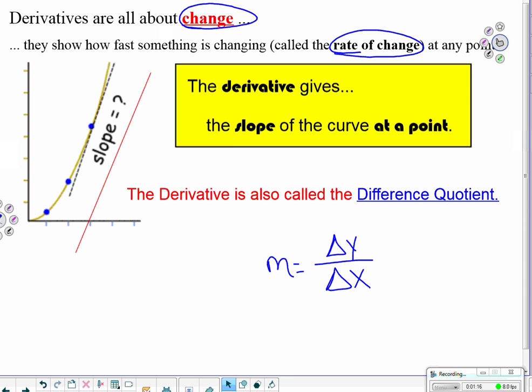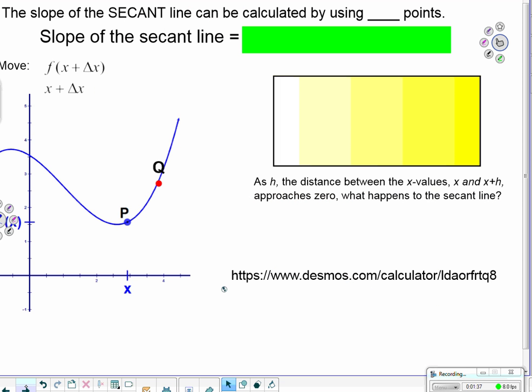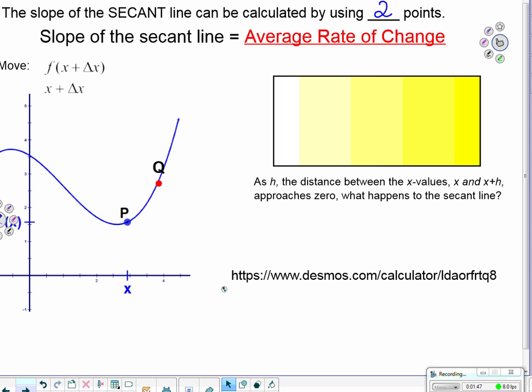But what's a little bit different than the slope that you learned in algebra and subsequent classes, we always had this formula, right? y2 minus y1 over x2 minus x1, where we were looking for the difference of the y's over the difference of the x's. We use 2 points to calculate that. So for a secant line, the slope of the secant line can be calculated using 2 points. And we can refer to that slope as the average rate of change.